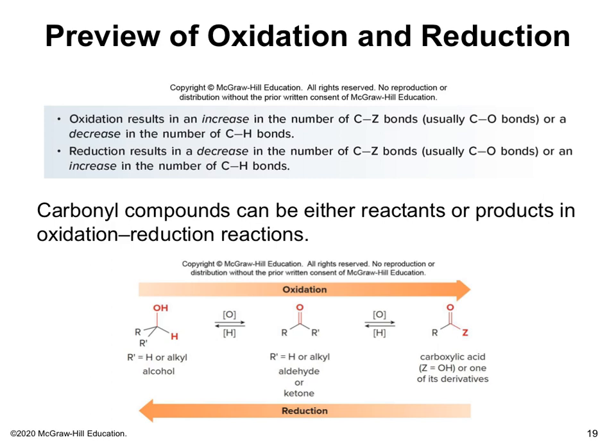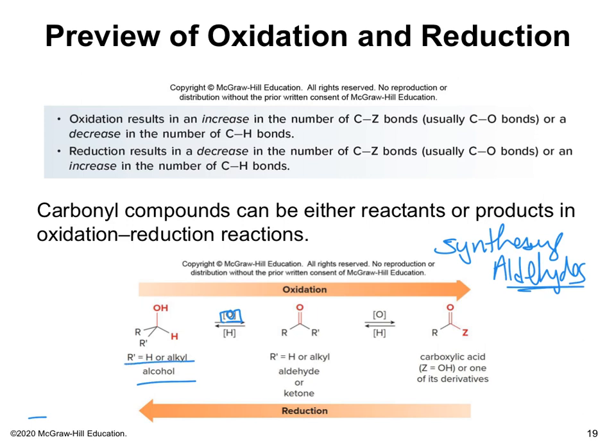Okay, so preview of oxidation and reduction. So how do we synthesize aldehydes and ketones? Typically, one of our best ways is to oxidize an alcohol. So if we have an alcohol and we add an oxidizing reagent, then we can make an aldehyde. This is review. PCC does that. Or we can go all the way to the Jones reagent, which is the chromium, and we can make a carboxylic acid.